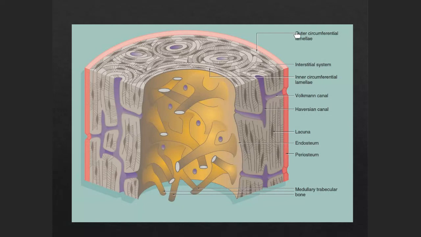Now it has three parts. Remember, outer circumferential lamellae and inner circumferential lamellae. These two are important. Outer, as the name suggests, is mostly present on the outer surface. Inner is mostly present on the inner surface. Then there are the Volkmann's canal and Haversian canal. What are their functions? To provide nutrients.